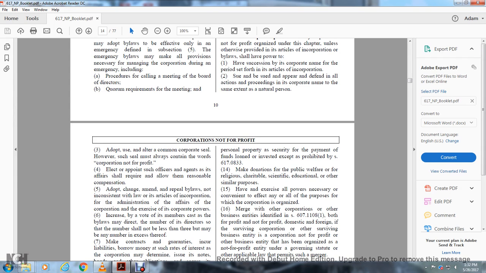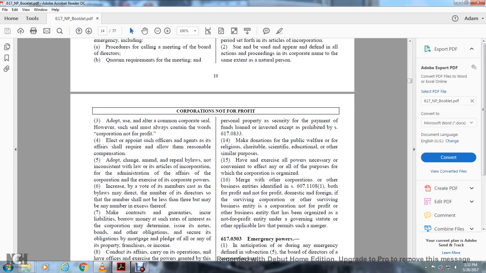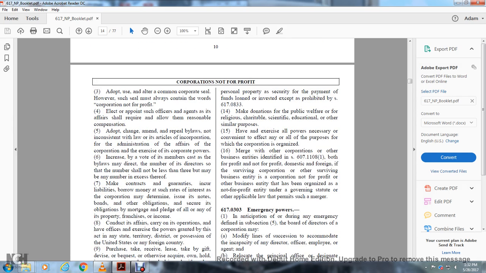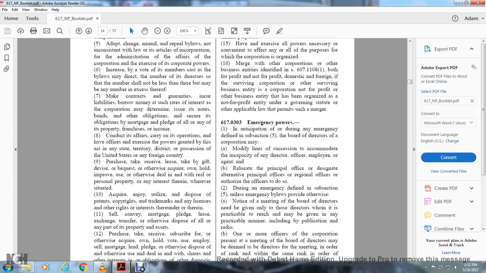5. Adopt, amend, or repeal bylaws not inconsistent with the law or the articles of incorporation for the administration of the affairs of the corporation and the exercise of its corporate powers, increased by vote of the members. The bylaws may fix the number of directors, so the number shall not be less than 3 but may be any number in excess thereof. Make contracts and guarantees and incur liabilities; borrow money at such rates of interest as the corporation determines; issue notes, bonds, and other obligations; and secure its obligations by mortgage or pledge of any of its property, franchises, or income.